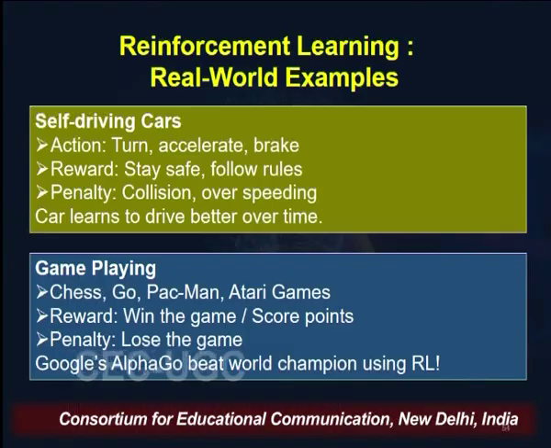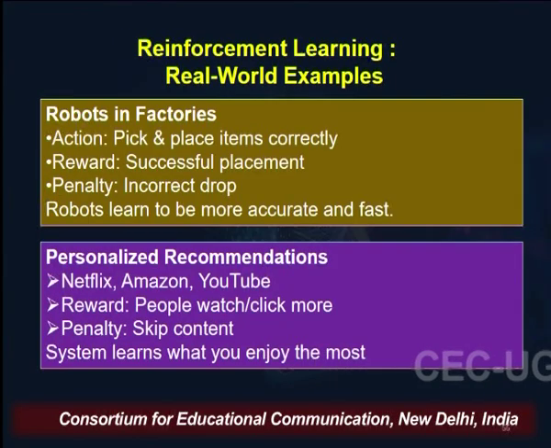There are a good number of well-known examples of reinforcement learning being applied, such as self-driving cars, where actions could be turn, accelerate, brake, and the reward could be staying safe and following the rules. The penalty can be a collision or over-speeding, and the car learns to drive better over time. Similarly, game playing is a perfect example, based on a hit and trial thought process. Another is robots, the way they work in factories and the way they are trained.